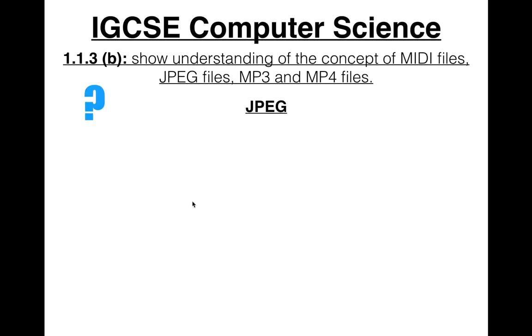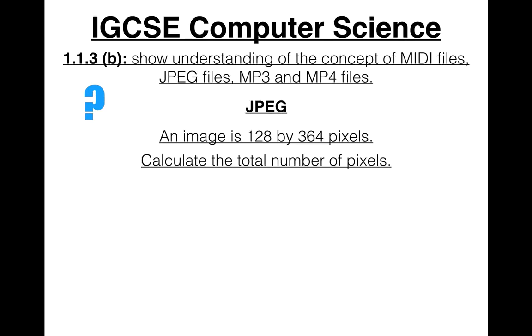So here's a question. I put a little question mark there because it's a question. An image is 128 by 364 pixels. Calculate the total number of pixels. Easy. Just times the two numbers. So we get 46,592 pixels.